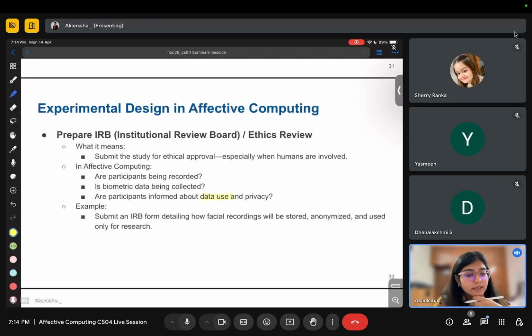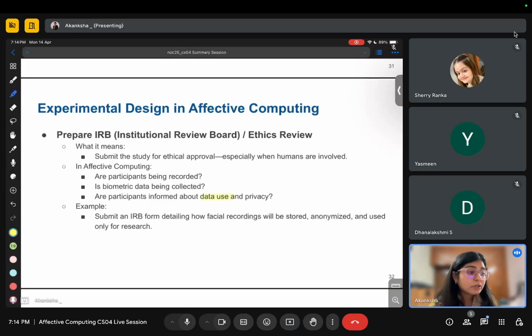It should not be that you are taking my video, you meant that I will only use it for affective computing, and then you are creating some other model for any other application, okay. For that I did not give my consent. So the participants should be very, very informed, okay.